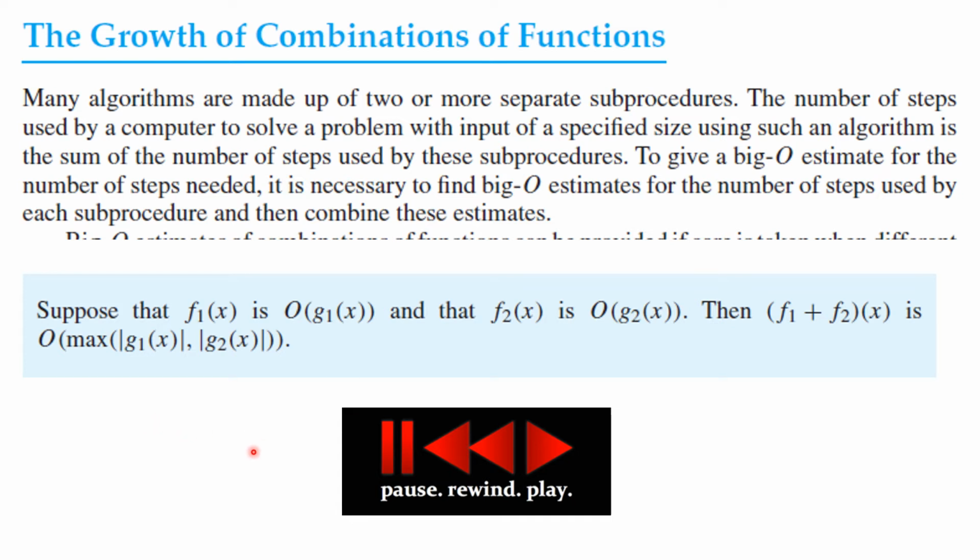So here is a problem I'd like for you to work on. This is a proof. Suppose that F1 of X is big O of G1 of X and F2 of X is big O of G2 of X. Then F1 plus F2 of X is big O of the maximum of these two things. So it is the maximum of the absolute value of G1 of X and the absolute value of G2 of X. You know what to do. Let's see how you did.